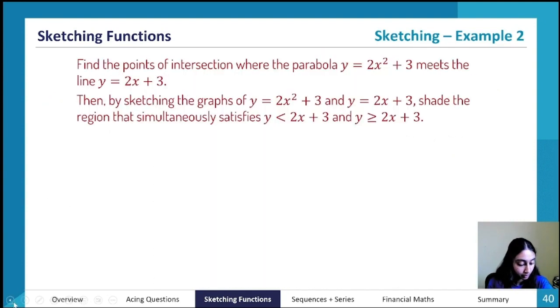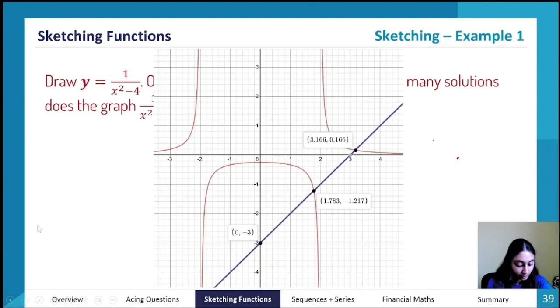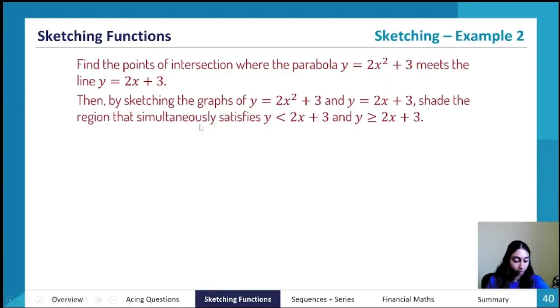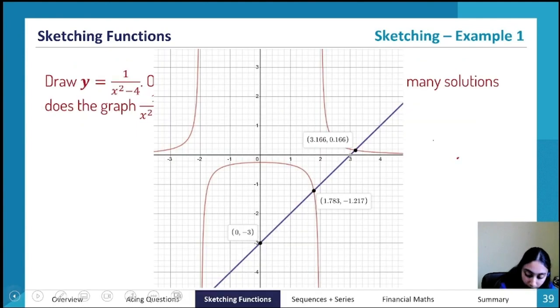Okay, so this is what the curve. Why does it keep doing that? Please stop.